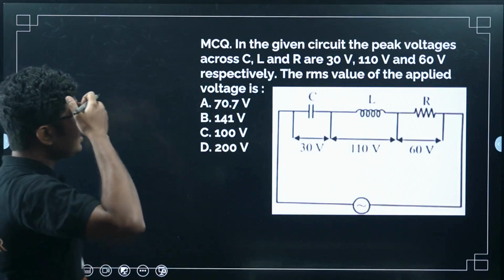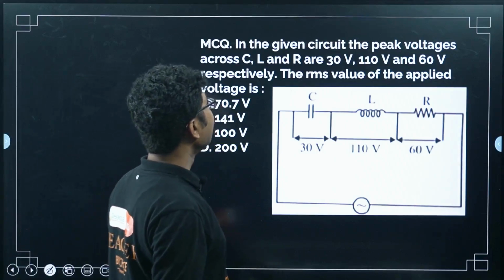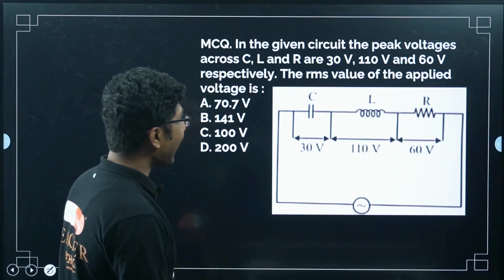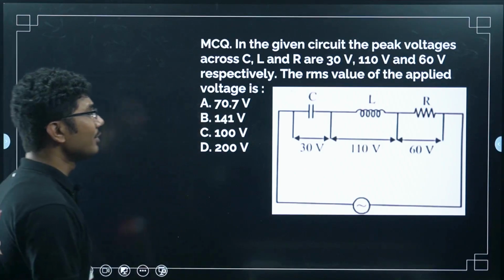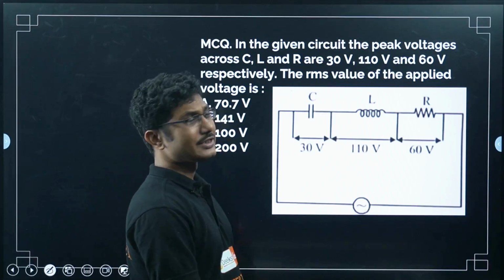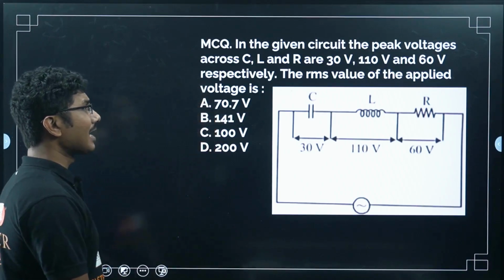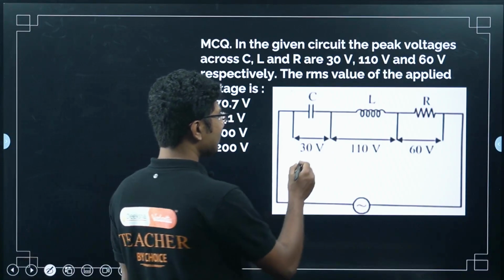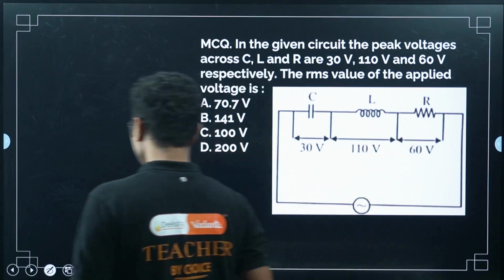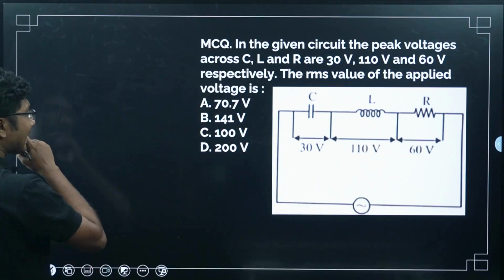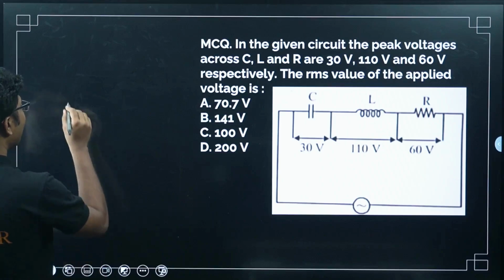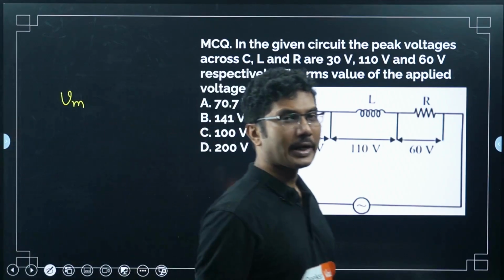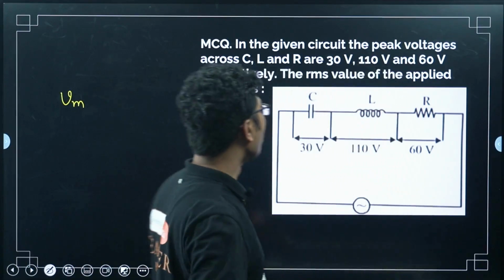Now, let's solve one more numerical. In the given circuit, the peak voltage across capacitor, inductor and resistors are 30 volt, 110 volts and 60 volts, respectively. The RMS value of the applied voltage is? Now, the voltages are 30, 110 and 60. So, what is the total voltage? Let us calculate the peak value of the voltage. Peak value is Vm. Remember that V is equal to Vm sin omega t. So Vm is the peak value.